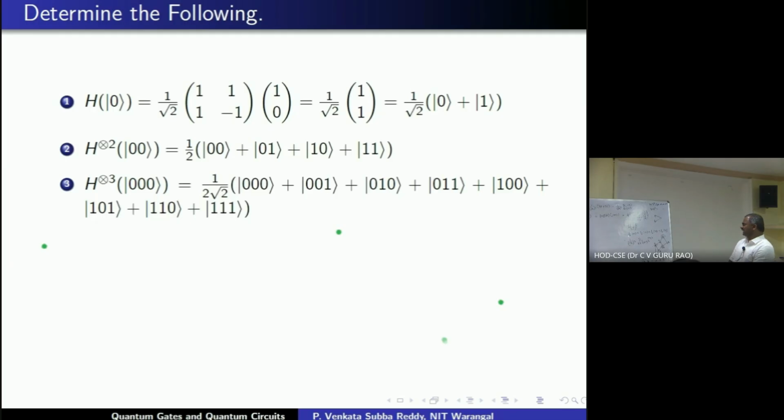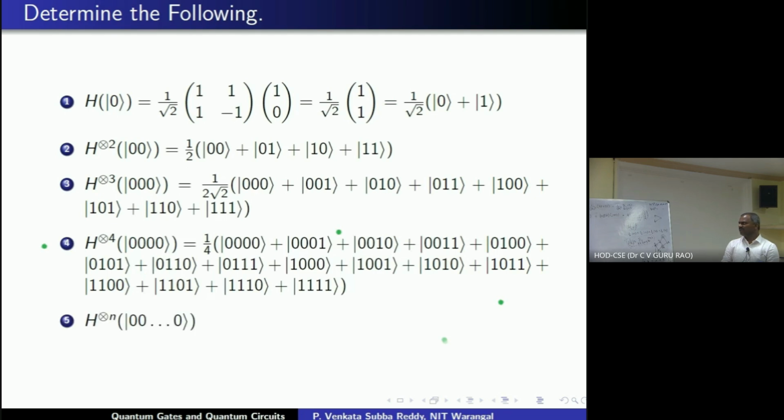Okay, the same thing we can write as 1 by root 2 whole cubed, as madam said, sigma x belongs to {0, 1} whole cubed, ket x. This is only all possible states, 8 states in equal superposition. Similarly, this one is 1 by root 2 whole power 4. And this you see in many algorithms. In general, they write n instead of 2. Similarly, for n, this.